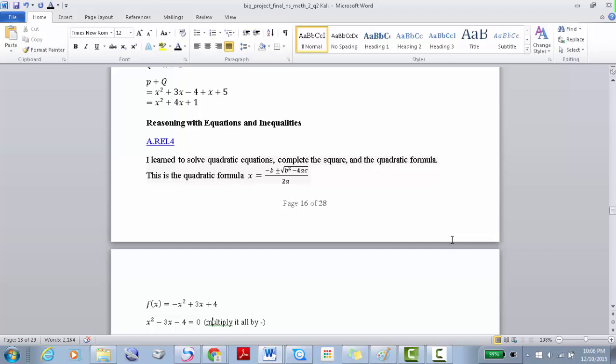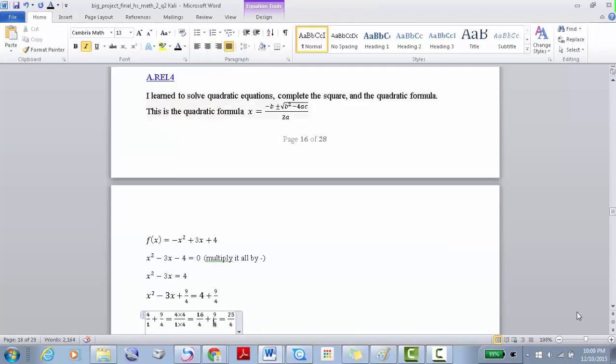The next standard is reasoning with equations and inequalities. It's AREI 4. In the standard, I learned to solve quadratic equations, complete the square and the quadratic formula. This is the quadratic formula. x equals negative b plus minus square root of b squared minus 4ac over 2a. The example I chose is f of x equals negative x to the power of 2 plus 3x plus 4.